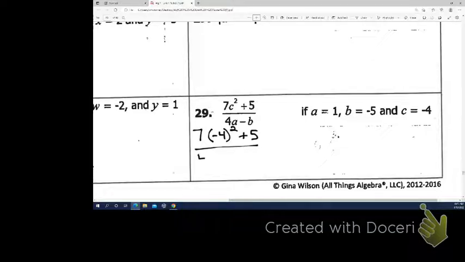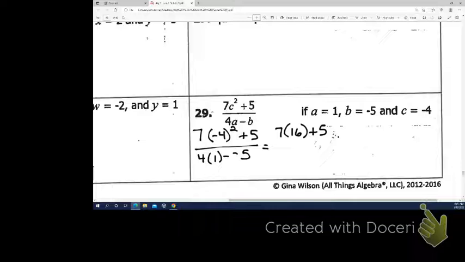And then 4 times 1 minus -5. So now I've replaced all the variables with their values. And then I'm going to work on the top. So I'll do that exponent first. -4 to the second power is positive 16. So 7 times 16 plus 5 is what's left in the top.